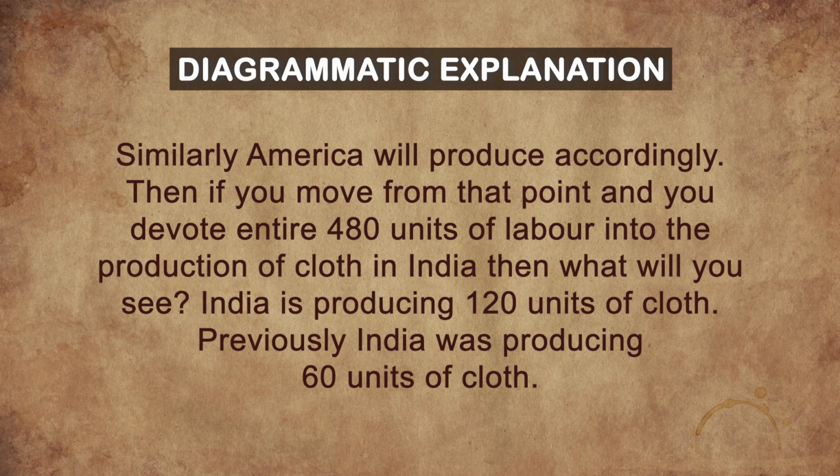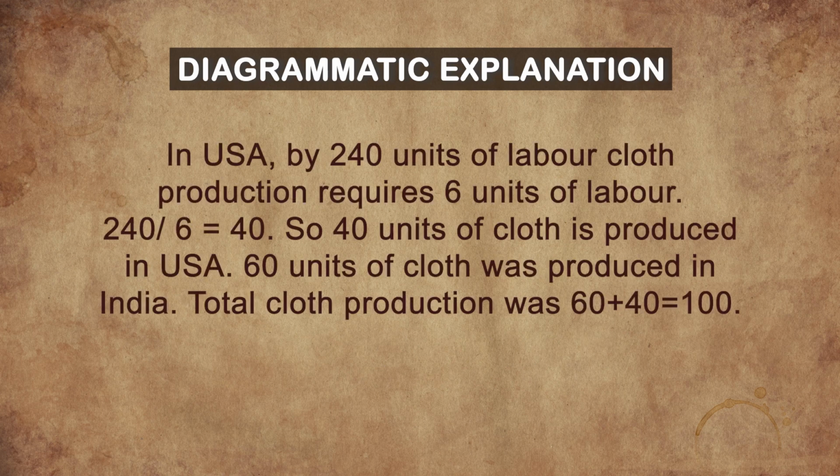And then if you move from that point and devote the entire 400 units of labor to the production of cloth in India, then you will see India is producing 120 units of cloth. Previously, India was producing 60 units of cloth. Now, very quickly go to USA. With 240 units of labor, and USA's cloth production requiring 6 units of labor, 240 by 6 means 40. So, 40 units of cloth is produced in USA in the pre-trade situation.